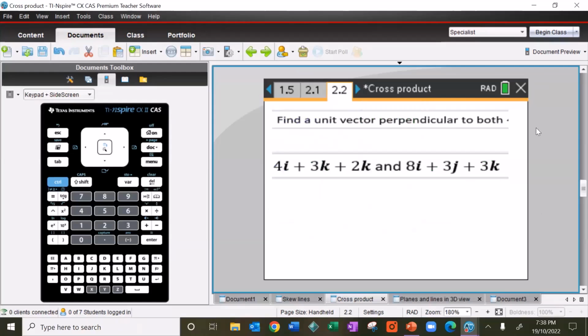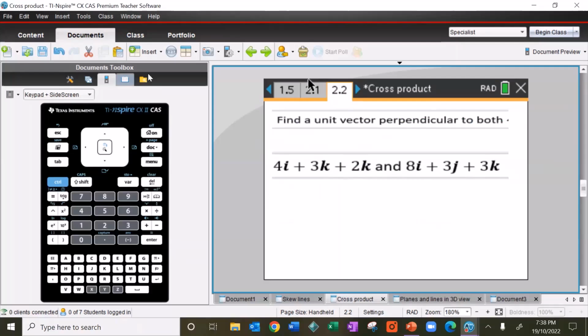So let's think about this problem. Find a unit vector perpendicular to both vectors. So we think what is happening here. We're given two vectors and we want the vector which is perpendicular to those two vectors, but we also want it to be a unit vector.